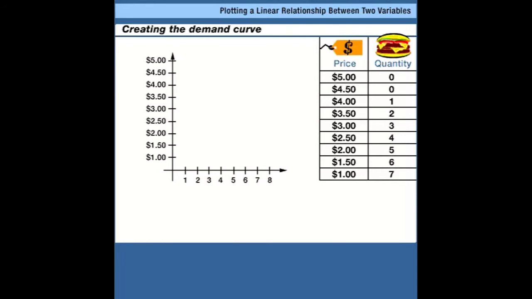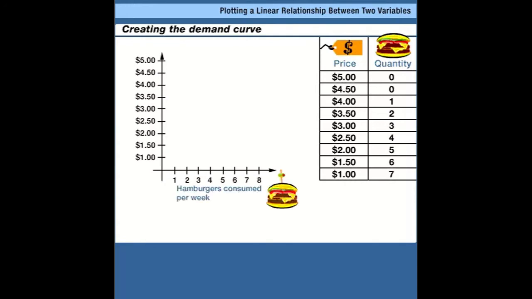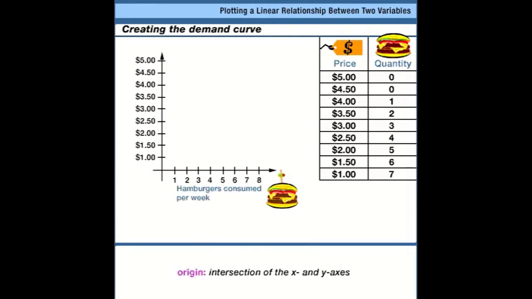On the horizontal axis, I'm going to represent the quantity of hamburgers consumed by Bob every week. So as I increase my distance from the origin, that is the place where the axes intersect, as I increase my distance from the origin horizontally, Bob is buying more and more hamburgers every week. And those numbers are represented here, 1, 2, 3, 4, and so forth.